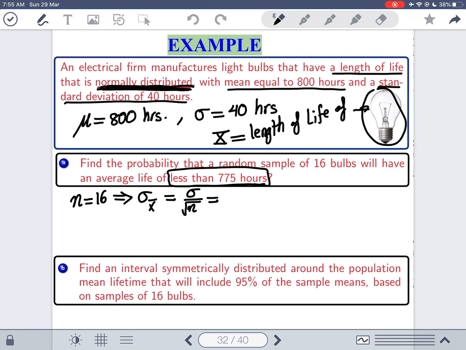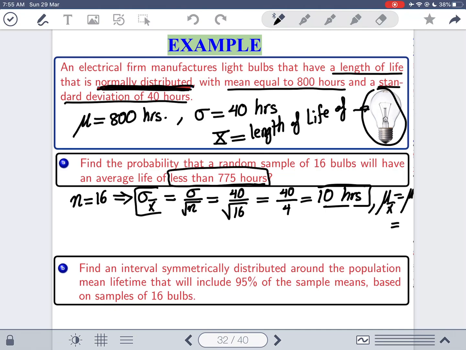And so what is sigma? It's 40 over radical 16. I don't need a calculator for this because radical 16 is 4. And so this will be 10 hours. Okay, good that we know sigma x bar. Also, what is mu x bar? Mu x bar is the same as mu, and so it is 800 hours.